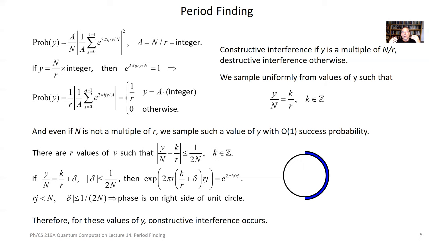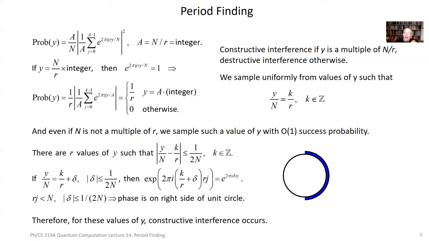So in other words, when we query the box, evaluate the function with a coherent superposition of all possible input values, and then we Fourier transform the input register, and then we measure that input register, we are sampling uniformly from all the values of, let's say, y over n, which are equal to an integer k over r, where k is an integer. Well, there's a maximum value. I mean, it's not really all integers because there's a maximum value of y. But for all the integer values of k such that y is less than or equal to n, they all occur with equal probability.